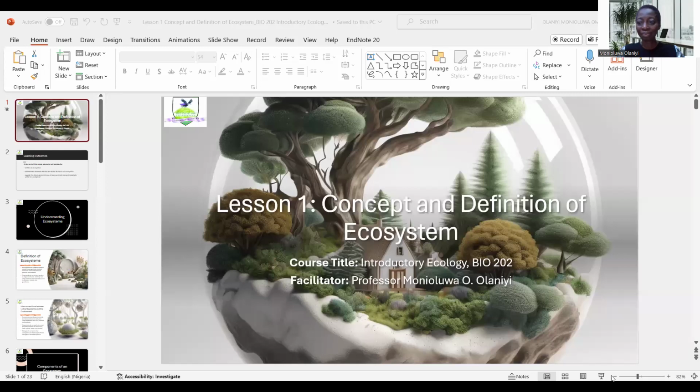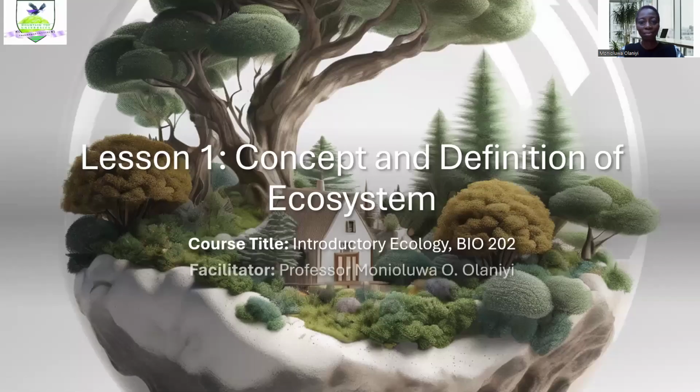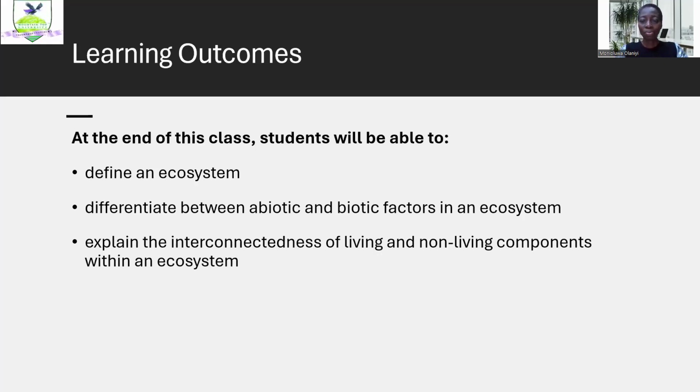Today, we shall be taking lesson 1 on concepts and definition of the ecosystem. What are you expected to learn in this lesson? At the end of this class, you will be able to define an ecosystem. You'll be able to differentiate between abiotic and biotic factors in an ecosystem. And you should be able to explain the interconnectedness of living and non-living components of an ecosystem.